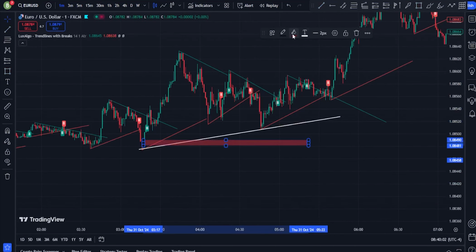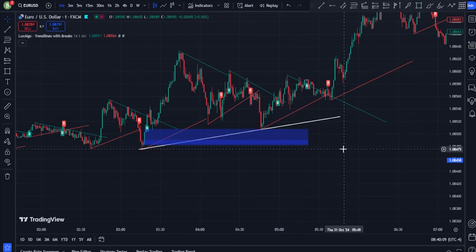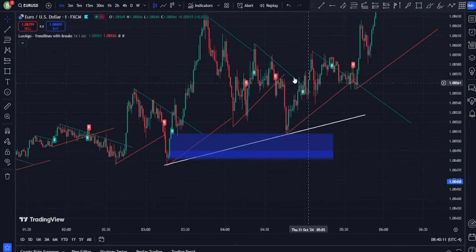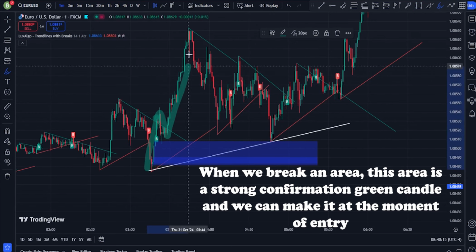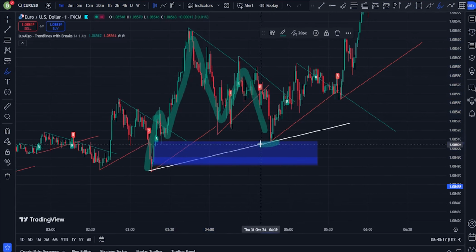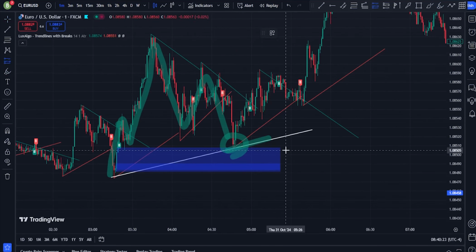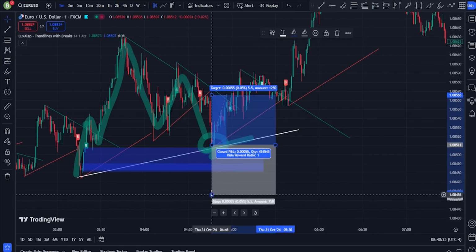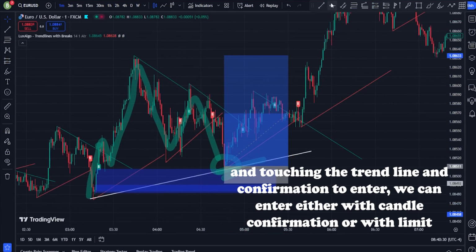Initial entry. Enter on the retest of the trend line if confirmed by a Fibonacci level, preferably near the 38.2% or 50% retracement. Look for candlestick patterns like doji, engulfing, or pin bars as additional confirmation. Second entry opportunity. If the price continues toward the 61.8% retracement level and holds, this can offer a secondary entry with a favorable risk-reward ratio.